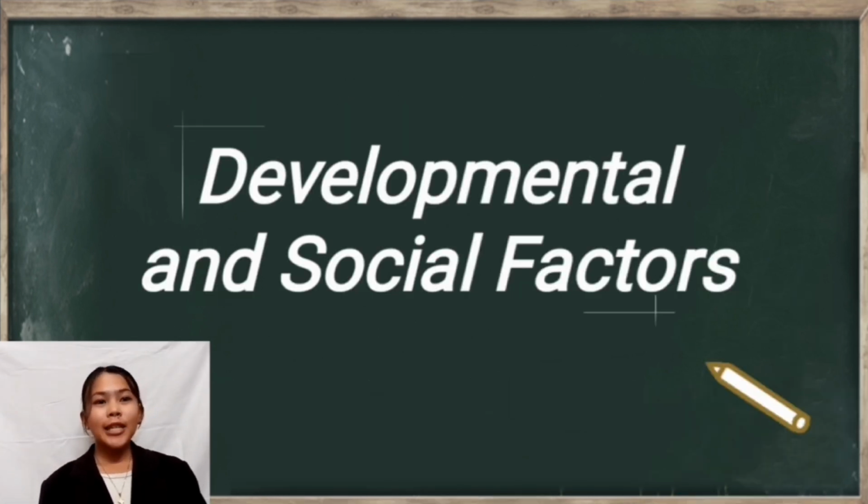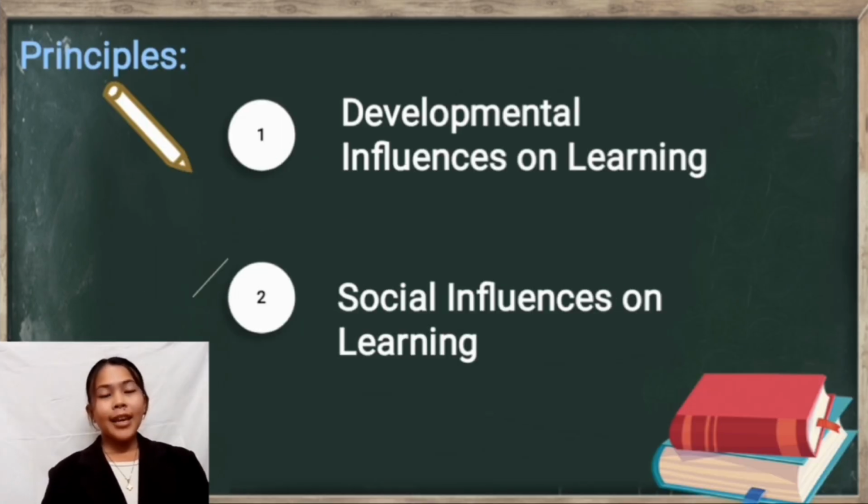Now, let's proceed to the third category of LCPPs. The third category is the developmental and social factors. This category examines how developmental and social interactions influence learning. This includes two principles, which are the developmental influences on learning and social influences on learning.